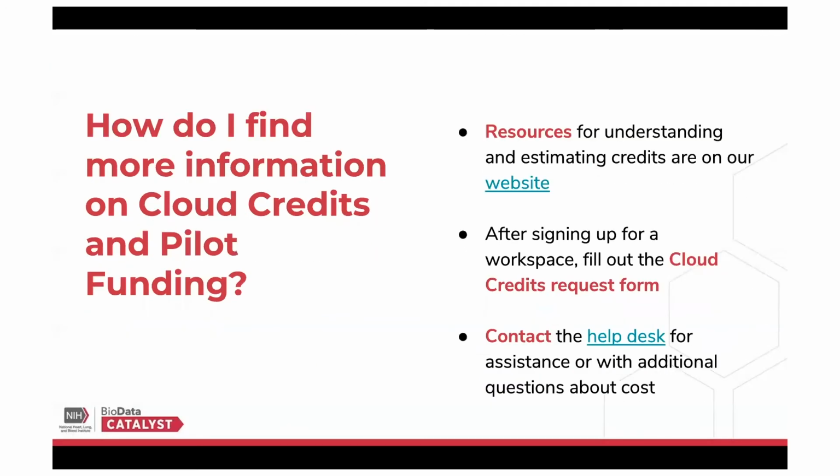Okay, so we've talked about cloud credits and pilot funding. What do you do now? Well, you can learn more about cloud credits and refer to resources for understanding and estimating credits on our website. On the same page of this website, you can fill out a request form for cloud credits in order to receive an initial $500 in pilot funds. And remember to do this only after you have signed up for a workspace, either 7Bridges or Terra, and that you can put the credits on a single platform or split the funds between platforms. As always, feel free to contact our help desk with any questions you might have, whether it's about what cloud credits are or if you need help estimating the cost of a project.